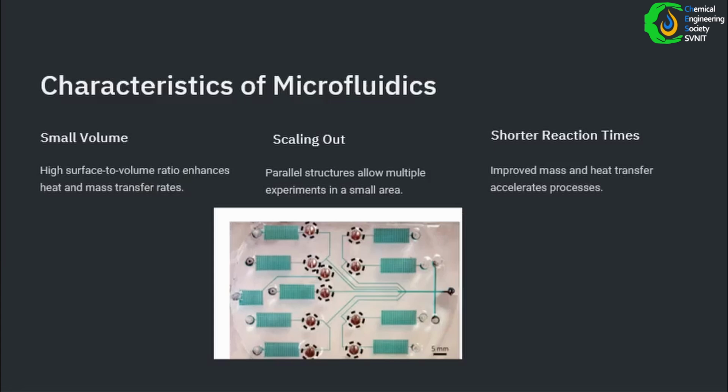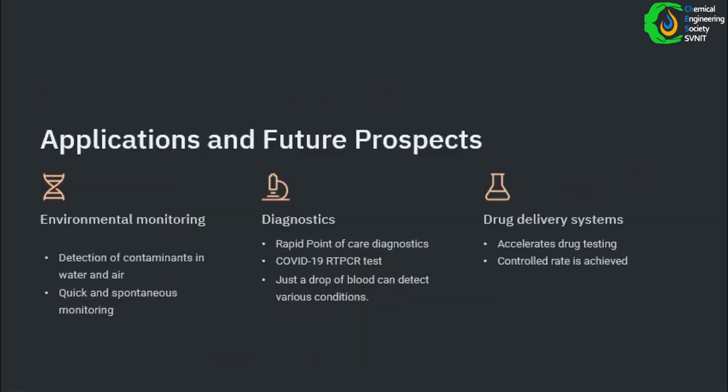Second is the scaling out. Parallel structures allow multiple reactions in a small area, so we can perform multiple reactions on the same chip. And the third one is the shorter reaction time. These chips are very quick, affordable and very scalable. Here are some key examples.